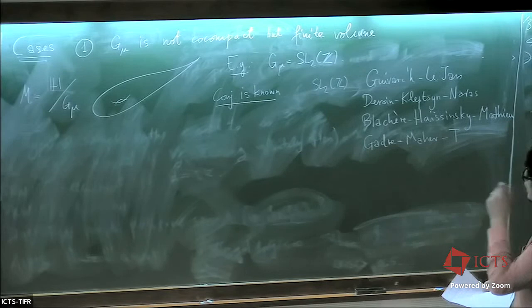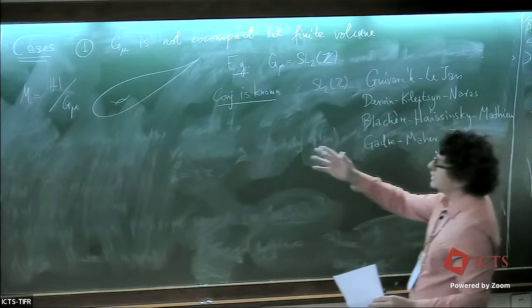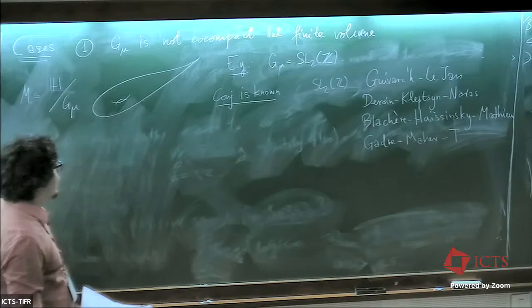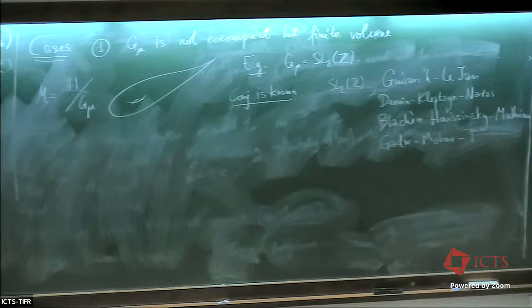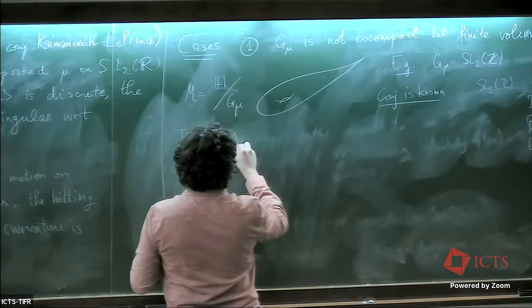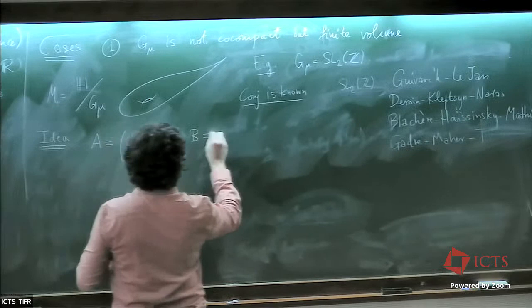Let me tell you the idea, the sketch of why this is the case in this cusp case. The cusp really tells you a lot about the geometry of both the harmonic measure and the hyperbolic metric. Here's the idea. Let's consider the simplest possible case: the two matrices A = (1 0; 1 1) and B = (1 1; 0 1). This is the simplest possible case.